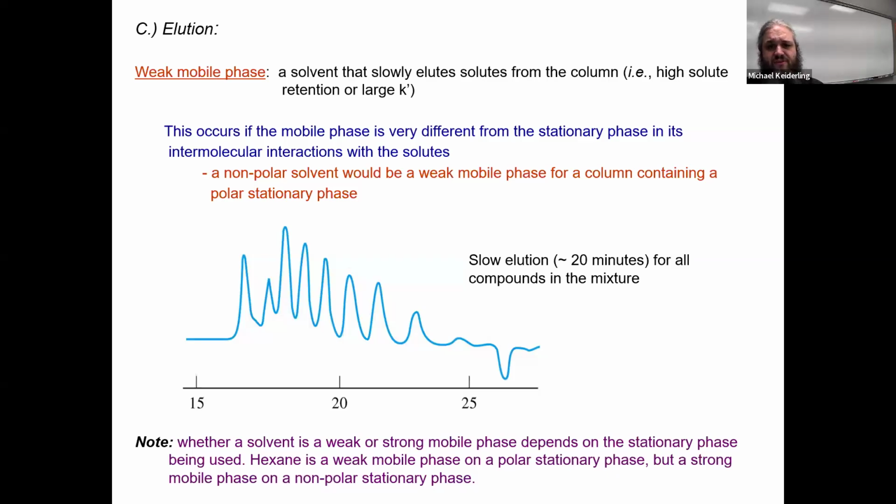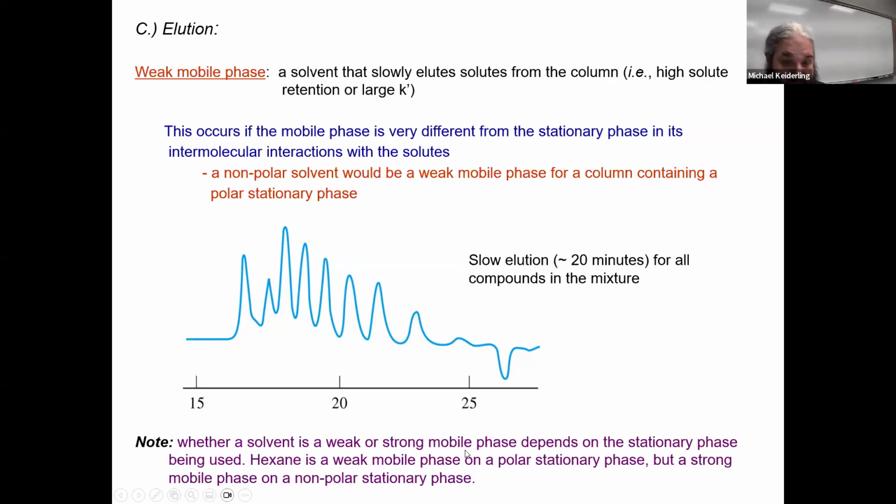This occurs if the mobile phase is very different from the stationary phase in its intermolecular interactions. So a non-polar solvent would be a weak mobile phase for a column containing a polar stationary phase. So the strong mobile phase is similar to the stationary phase. The weak mobile phase is different from the stationary phase. So this is a slow elution of around 20 minutes for all the compounds in the mixture.